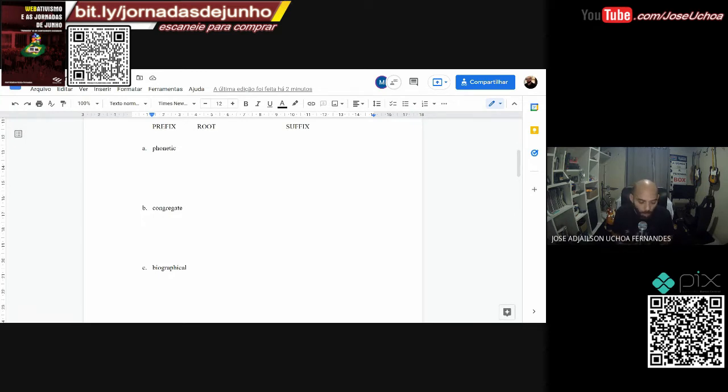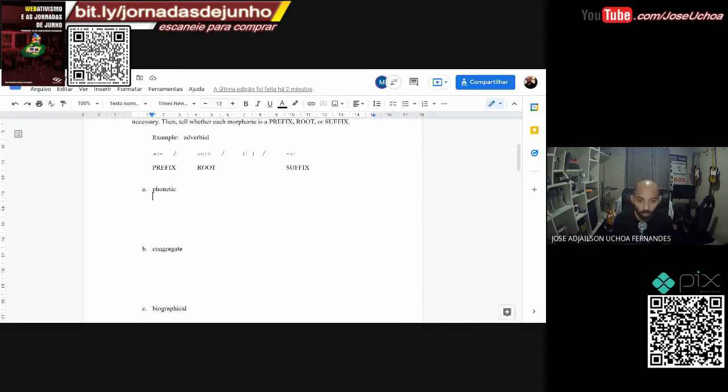But the three big types are root, prefix, and suffix. I want you to point out the roots, the prefixes, and the suffixes, and whenever possible, if there is one, the fillers, which are normally the vowels that connect morphs to each other. So let's do it with phonetic. We have done it with adverbial, and then we have the conclusion that adds the prefix, verb is the root, this I is the filler, and all is the suffix. Now let's split phonetic.